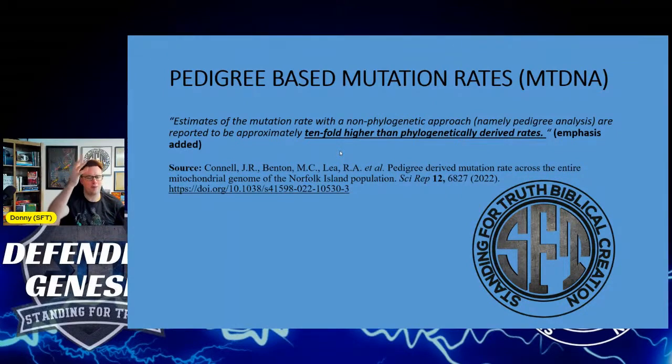You can take grandparents, parents, children, count up the DNA differences, and essentially get a mutation rate that, according to even the secular literature, estimates of the mutation rate with a non-phylogenetic approach, namely pedigree analysis, are reported to be approximately 10-fold higher than phylogenetically derived rates. And so with incredibly low variation in these DNA compartments, a fast mutation rate, we can actually account for plenty of purifying selection over time.